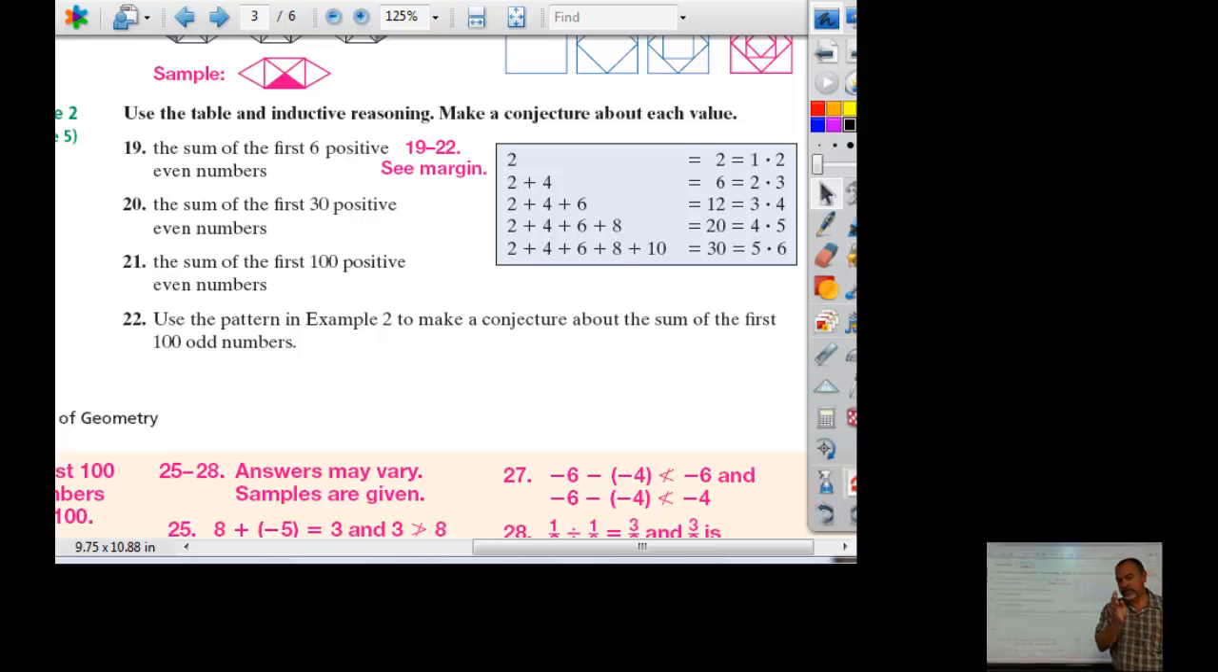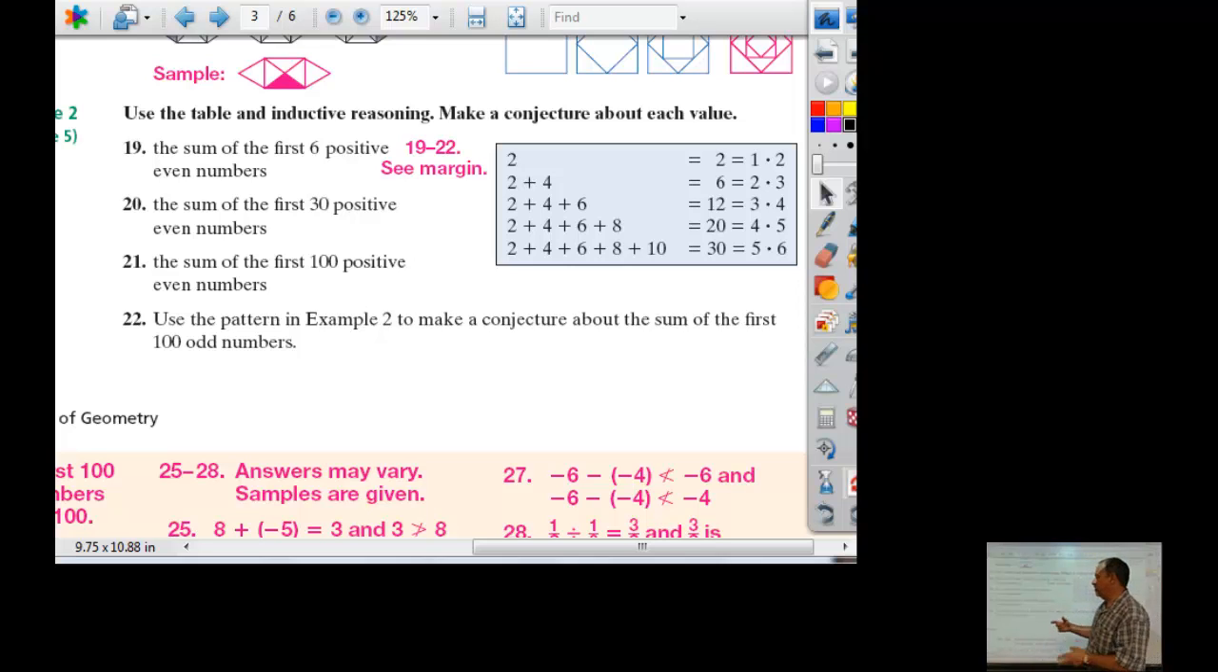What you don't do, and students do it every year, but don't do it, when it says find the sum of the first 30 positive even numbers, I have students going out on the side of the paper, 2 plus 4 plus 6 plus 8 plus 10 plus 12 plus 14 plus 16, and they list the first 30 numbers, and then they add those all up. Or they just do it on their calculator. That is not using inductive reasoning, and therefore that is wrong.